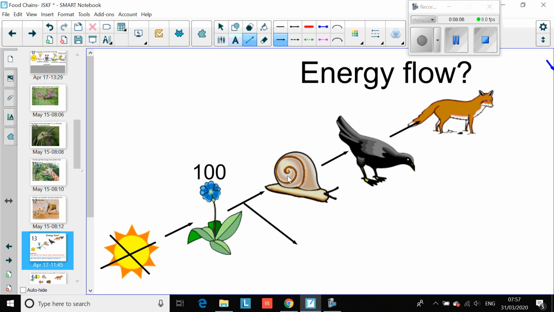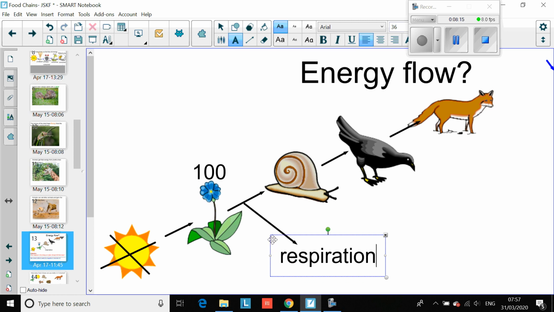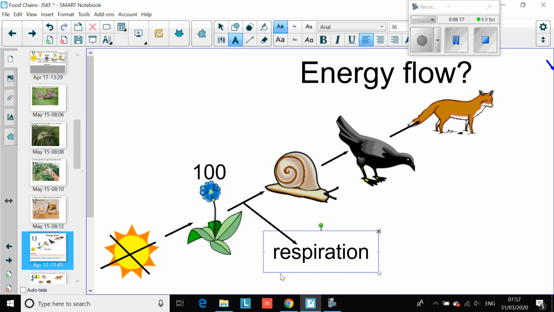Okay, and the way that energy could be lost might be respiration. It has to, that chemical reaction, it has to live, so it's going to lose some energy because it's going to use it to stay alive. Also, the snail comes along. Is it going to eat the whole plant? Probably not. It's just going to have a nibble at a few of the leaves and then probably move on. So the snail might only get a quite small amount of, say, 20 joules. Okay, it's not going to eat the whole plant. It's not going to eat the root. It might skip the flower.